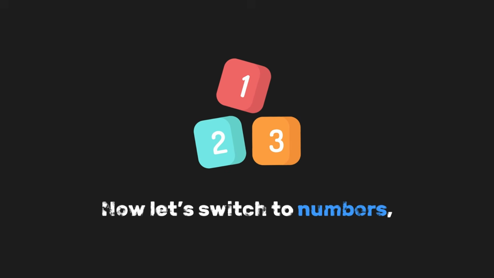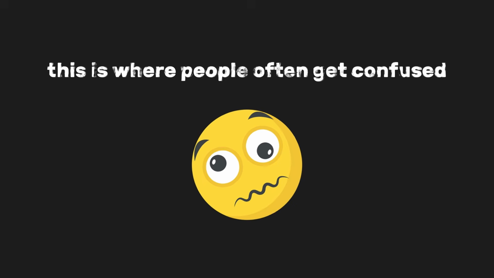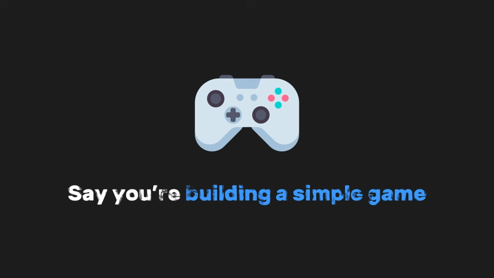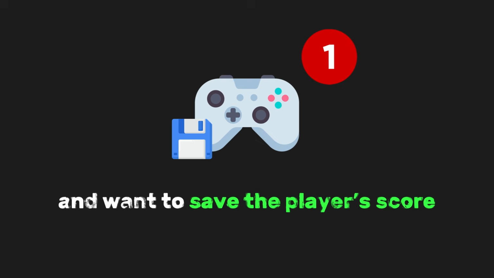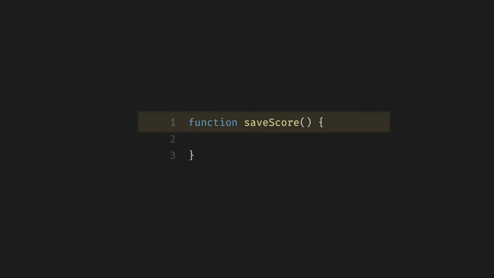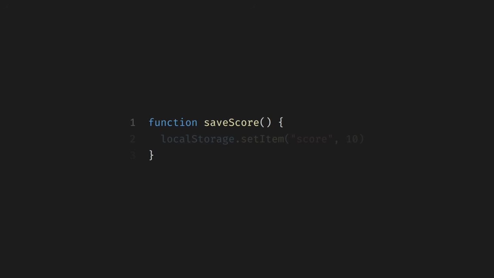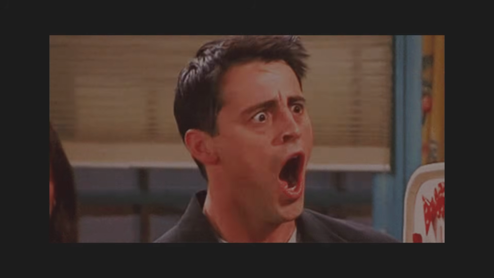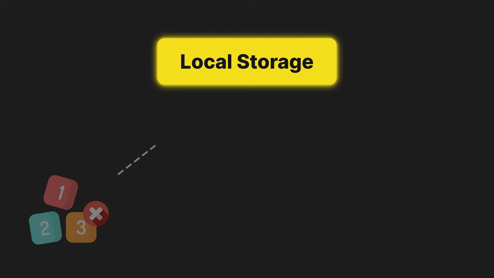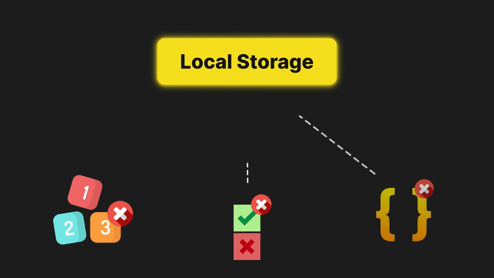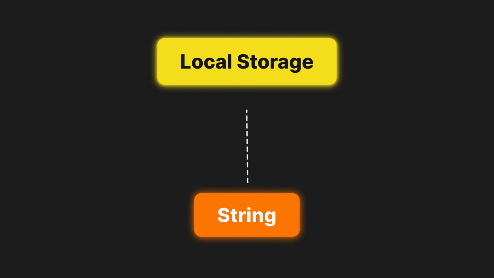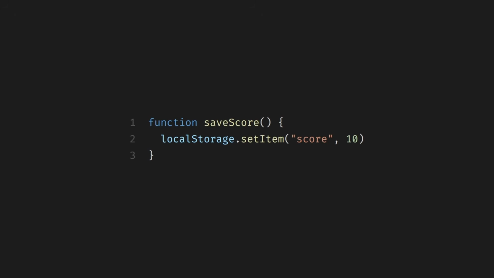Now let's switch to numbers, because this is where people often get confused. Say you're building a simple game and want to save the player's score. You might start with a blank function saveScore. Then you save a score like this. Looks fine, right? You're storing the number 10. Here's the twist. Local storage can't store numbers, booleans, or objects directly. Everything goes in as a string. So under the hood, what you really saved is "10", the text version.